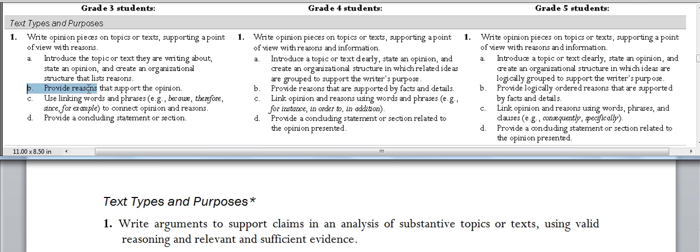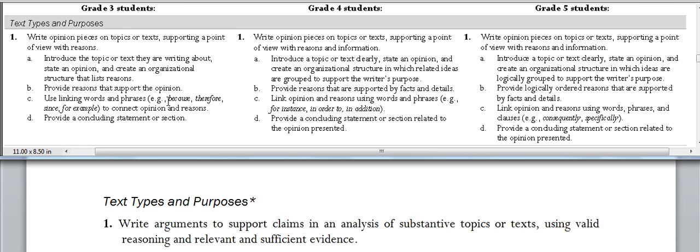B across the board is related to support. They're giving reasons in the 3rd grade, but in the 4th and 5th grade, their reasons have to be supported by facts and details. In the 5th grade, further, logically ordered reasons.